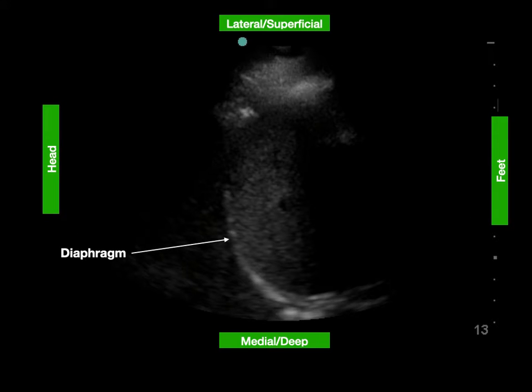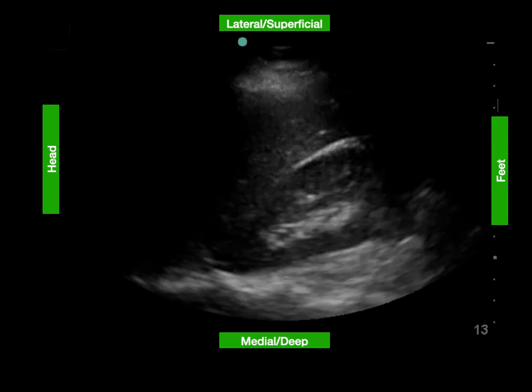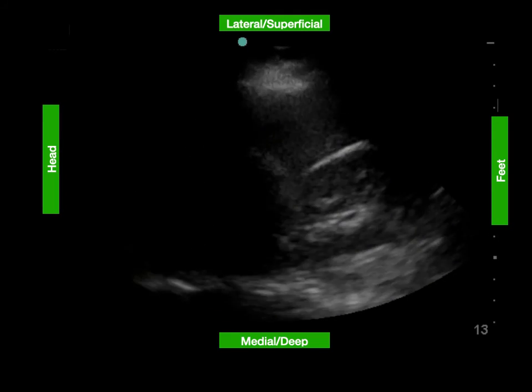As the patient breathes, we can see their hyperechoic diaphragm sliding left and right on the screen. Inferior to the diaphragm, we see a normal appearing liver. It is homogeneous and of medium echo texture. Departure from these characteristics can represent pathology.